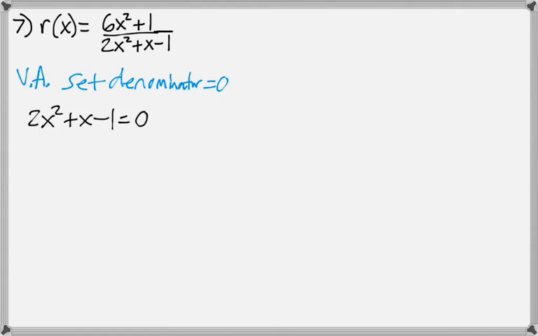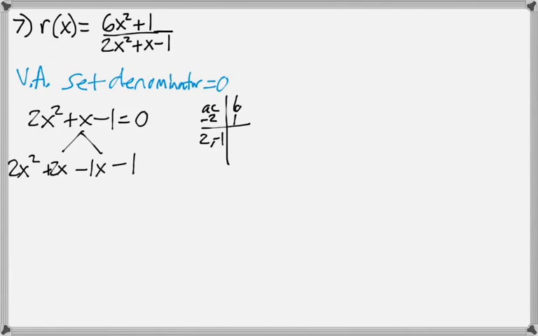So I do want to factor this. I'll use the AC method. So a times c is negative 2, that's the 2 times the negative 1. B is 1. So I need two numbers that multiply to be negative 2, but add to be 1. And that'll be 2 and negative 1. So that tells me how to split up my middle term here. So I'm going to have plus 2x and minus 1x.